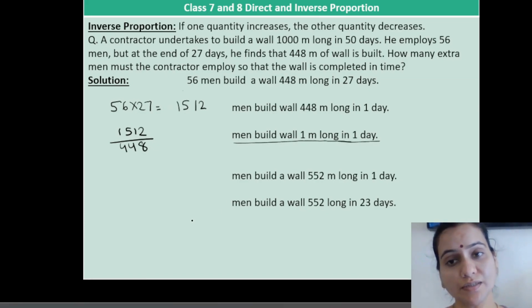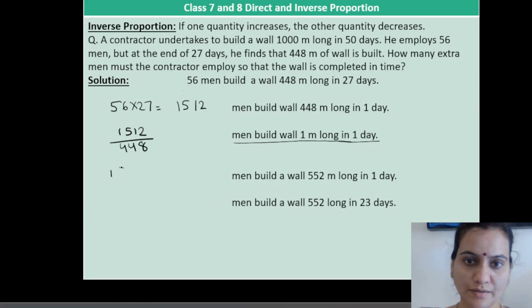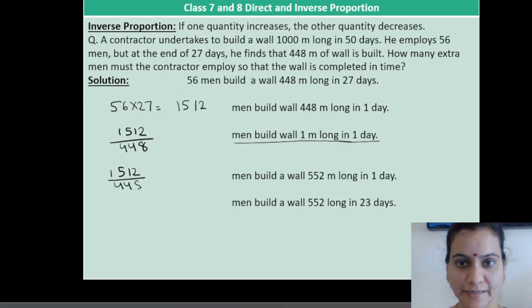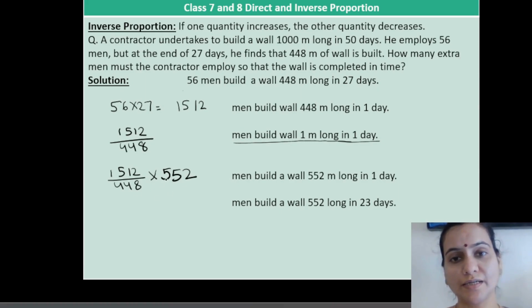So now from here we need to build on. We will try to reach the answer. We are now understanding how many men will be required to build a wall which is 552 meters long in one day. The number of men will definitely increase here, right? Because the length of the wall increased. So how many times has it increased? By 552 times, so here I need to multiply by 552.